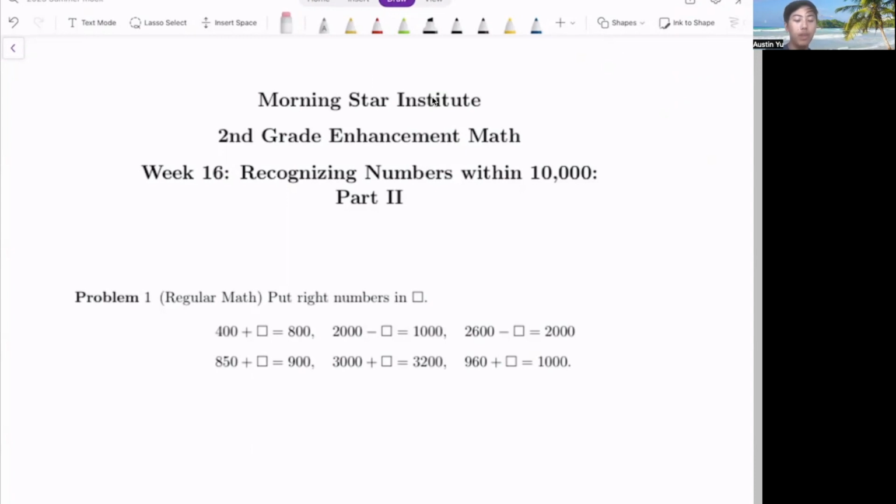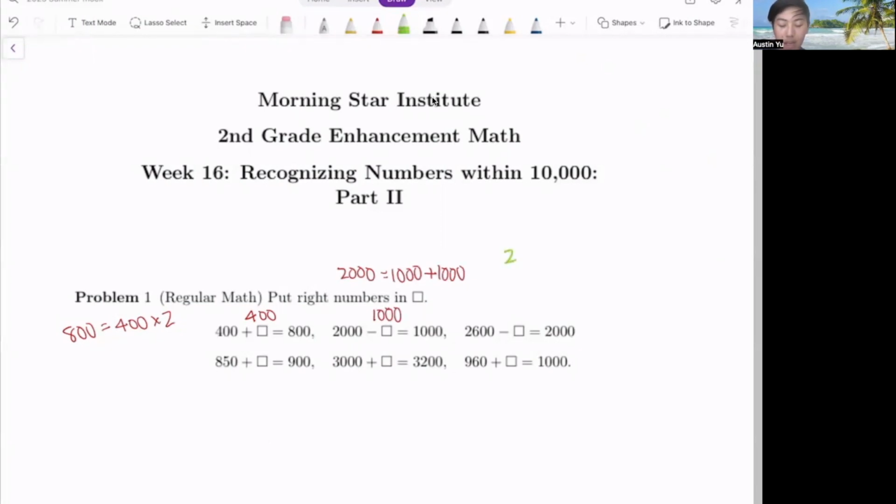Problem 1. Put the right numbers in the blank. We have 400 plus something equals 800, and since we know that 800 is just 400 times 2, that's basically two 400s added together, 800. Next one, 2,000 minus something equals 1,000. We get that 2,000 is just 1,000 plus 1,000. So therefore it's 1,000.